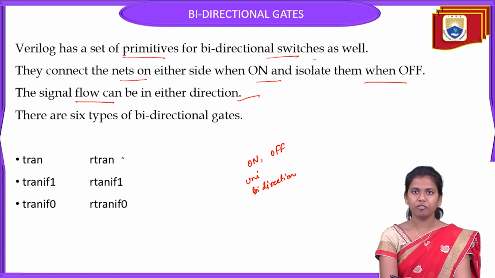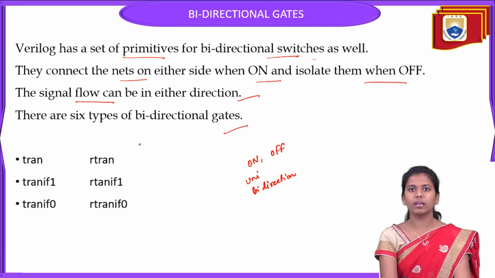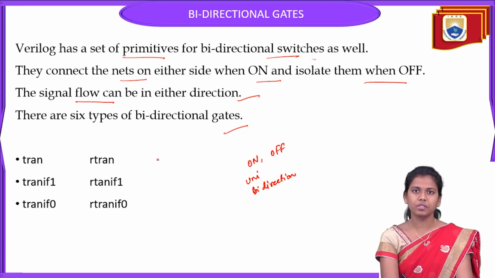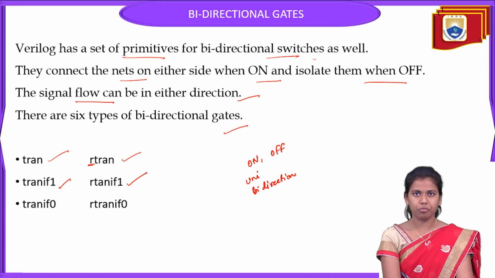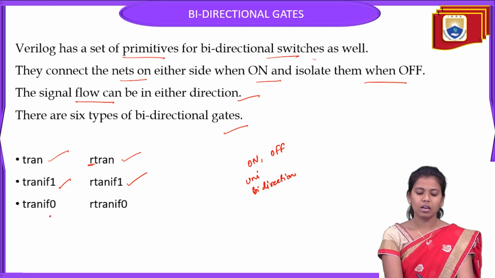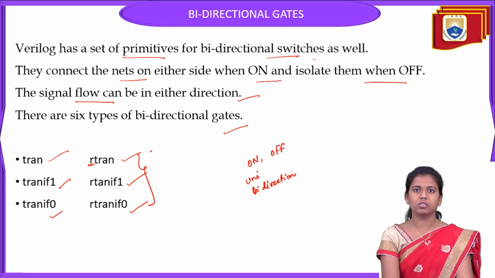There are 6 types of bidirectional gates. So here the bidirectional gates are of 6 types. Tran, R-Tran. We have discussed what R-Tran is. R-Tran is a resistance transistor. The second one is Tranif1, Rtranif1, the resistive switches, Tranif0, and the third one is Rtranif0. So these are the combinations, the 6 types of bidirectional gates.